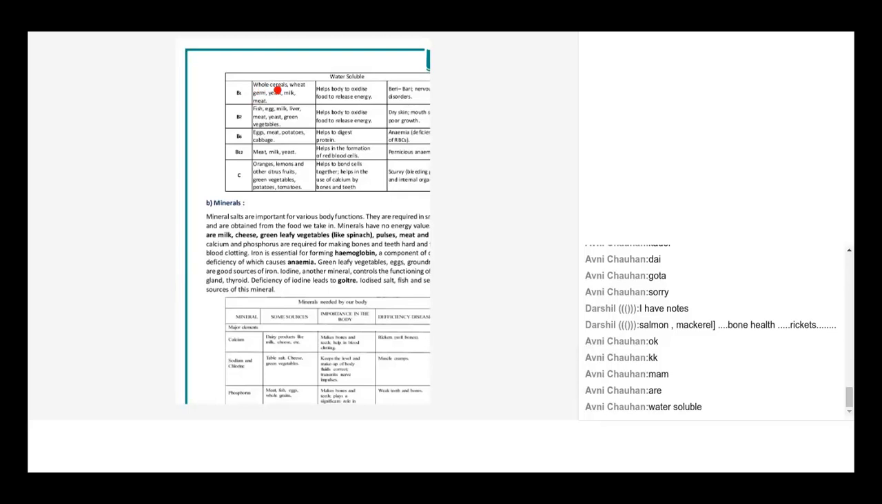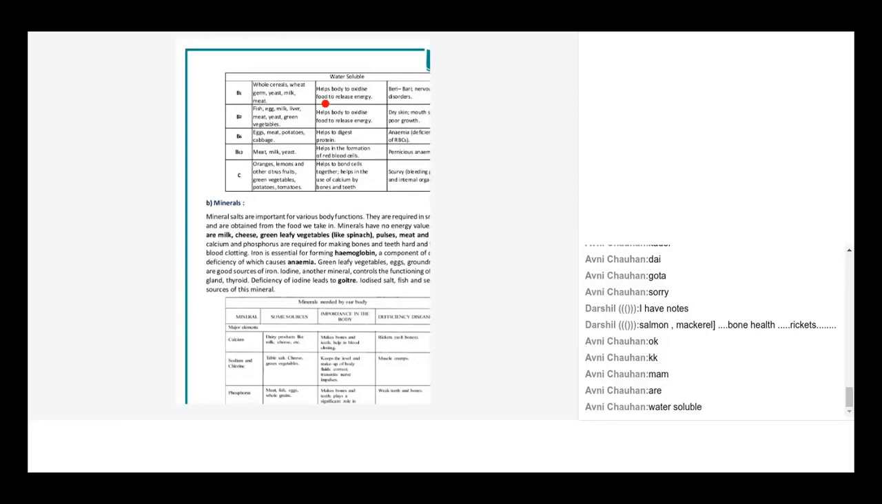We find it in cereals like oats, corn, certain millets, wheat germ, yeast, milk, meat. These are full of vitamin B1. And what does it do? It helps the body to oxidize food to release energy.